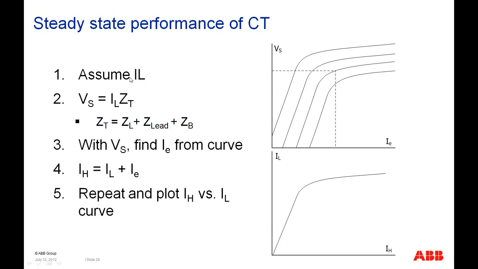So first you assume a certain secondary current that you want. You determine the secondary voltage from that secondary current, and from that you can determine, by using the curve with this secondary voltage, what the primary exciting current is going to be. From that primary exciting current, you can add that to the secondary current that you want, and that will tell you what the primary current has to be. So using that we can then plot a curve for various points. We can plot a curve for a given turns ratio of the secondary current versus the primary current.